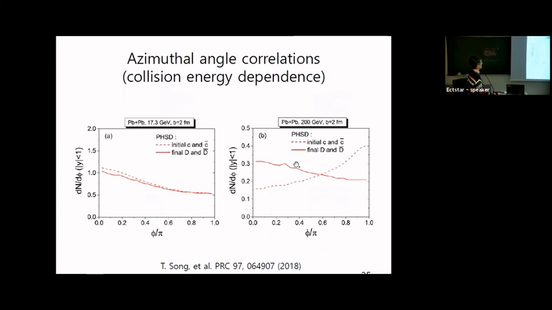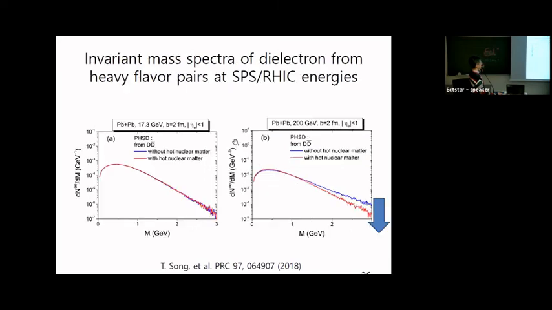And we also studied the effect of collision energy. The left figure is SPS energy, and the right figure is RHIC energy. The dashed line is the initial correlation, and the solid line is the final correlation. And we can see the correlation changes more at higher energy. And this difference is seen in the invariant mass spectrum.